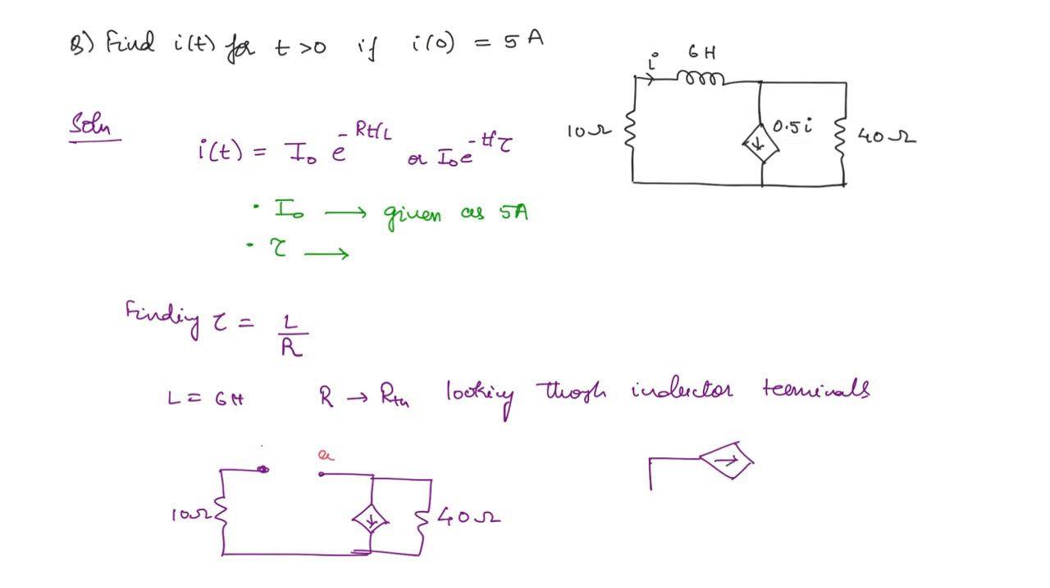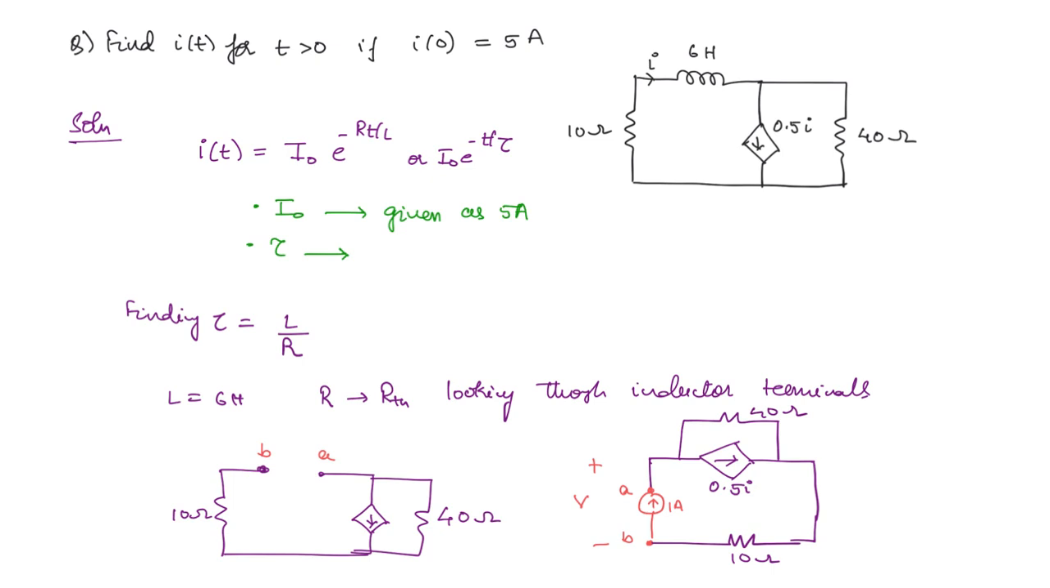These terminals, if you are taking as A and B, okay. So now this terminal has become A, this terminal has become B, okay. So you have a resistor in parallel with the current source which is having 0.5 I, and here you have the resistor 10 ohm. This is 40 ohms, okay. So now you are going to connect a current source of 1 ampere. Now the voltage that is appearing across this will be the Thevenin's resistance.